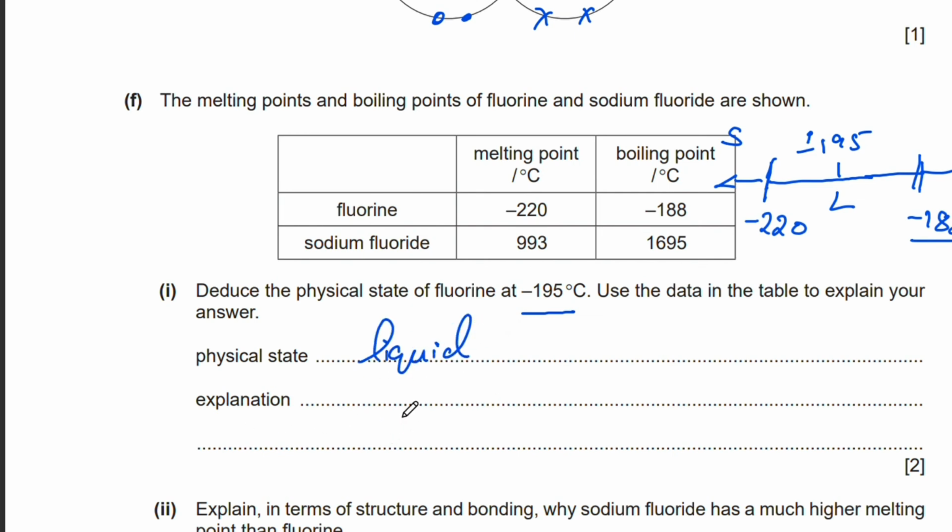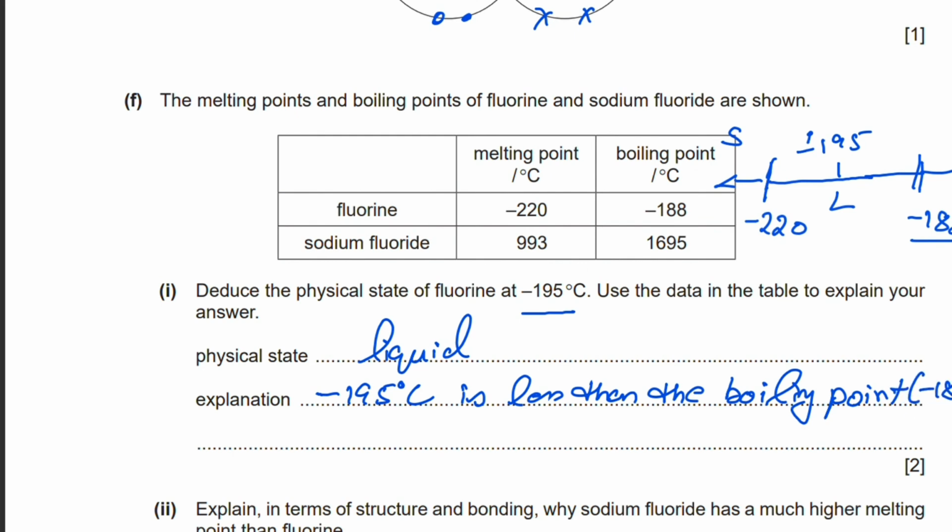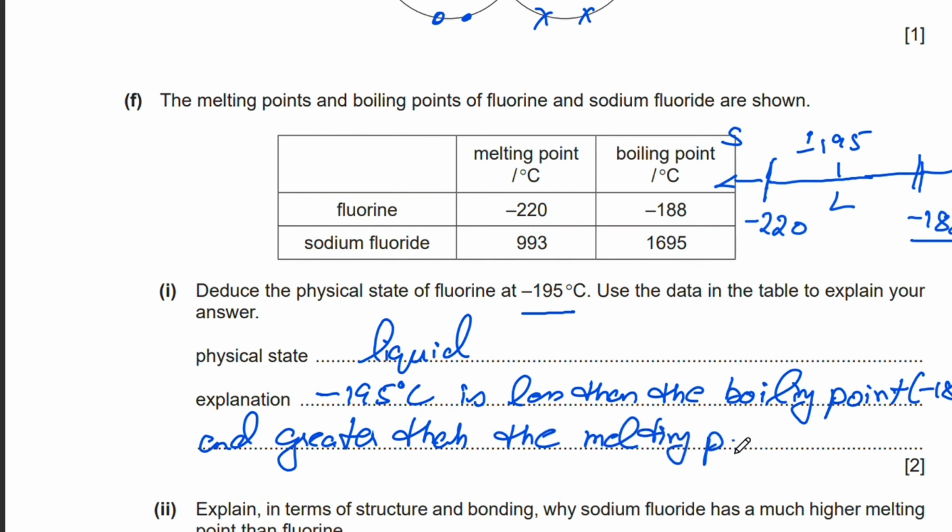Now the explanation. The given temperature, which is minus 195, is less than the boiling point, which is minus 188 degrees Celsius, and greater than the melting point, which is minus 220 degrees Celsius. Yeah, that's our answer. Next.